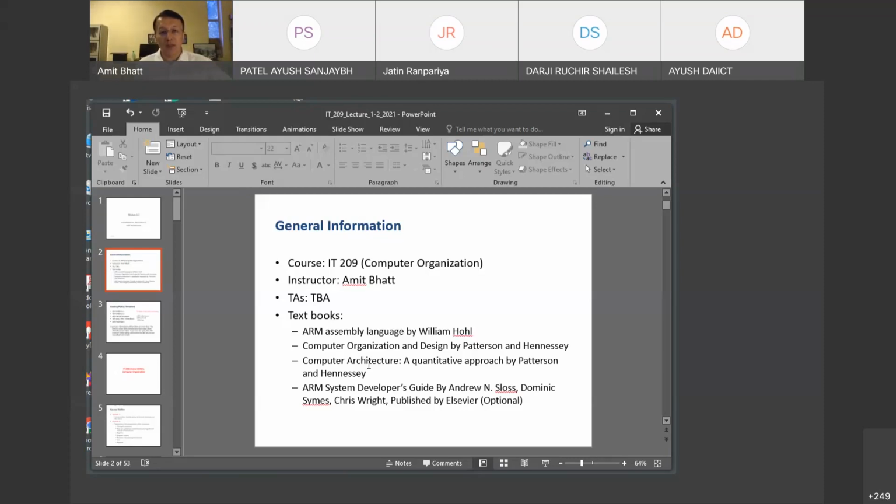These 2 books, Computer Organization and Computer Architecture, I've also uploaded. They are considered the de facto standards.